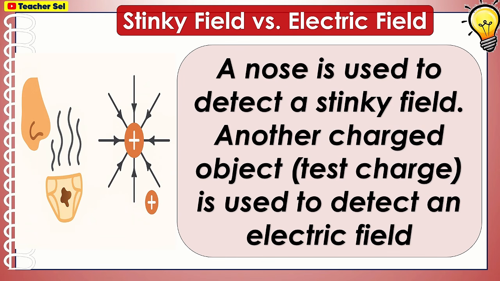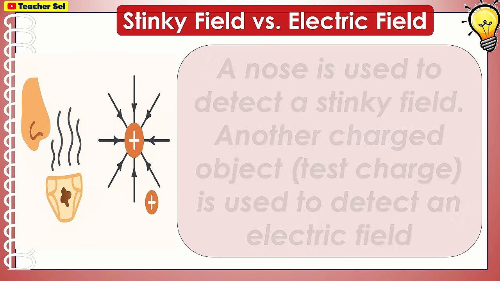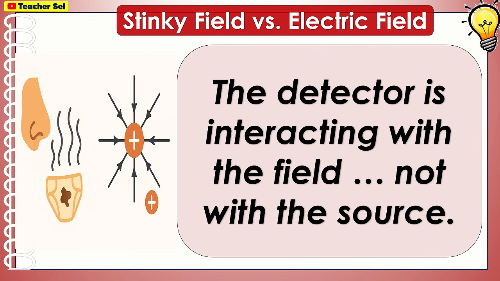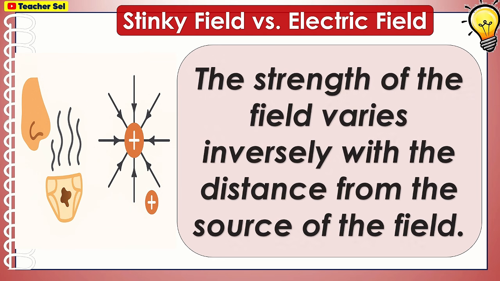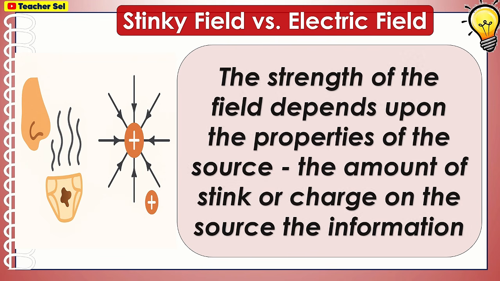Stinky field versus electric field. A nose is used to detect a stinky field. Another charged object, a test charge, is used to detect an electric field. The detector is interacting with the field, not with the source. The strength of the field varies inversely with the distance from the source of the field. The strength of the field depends upon the properties of the source, the amount of stink or charge on the source.